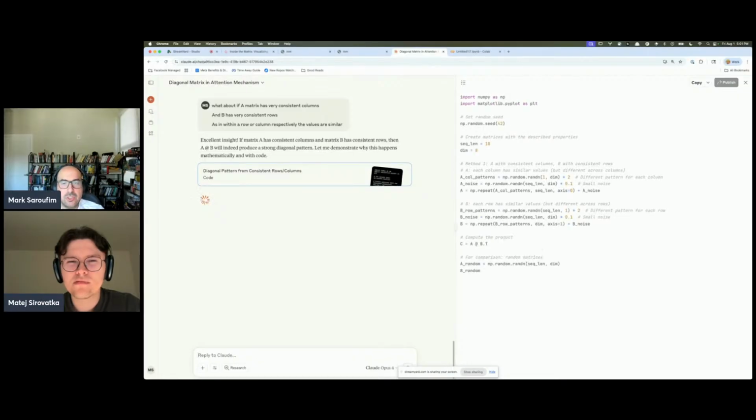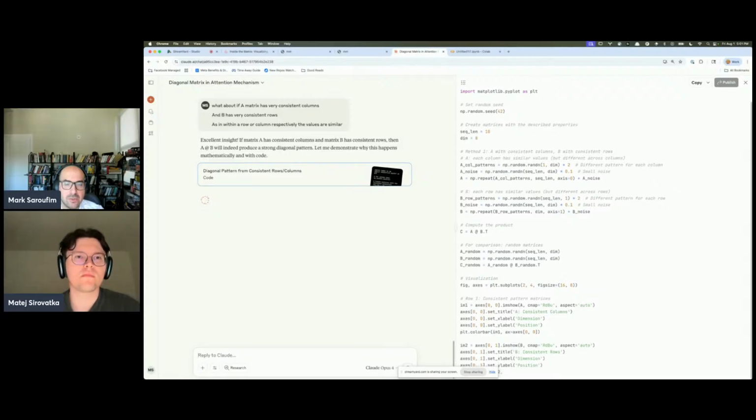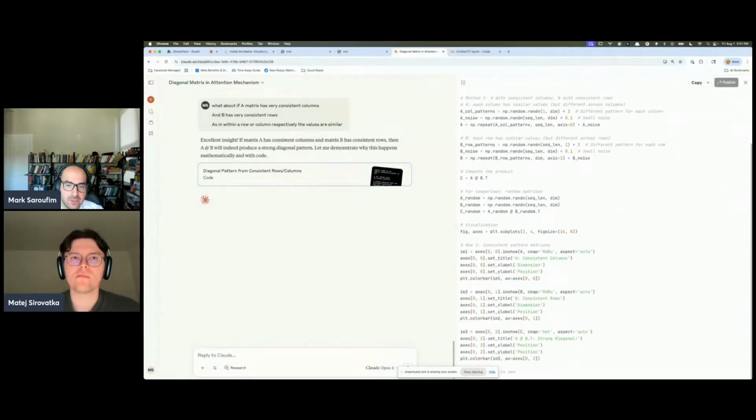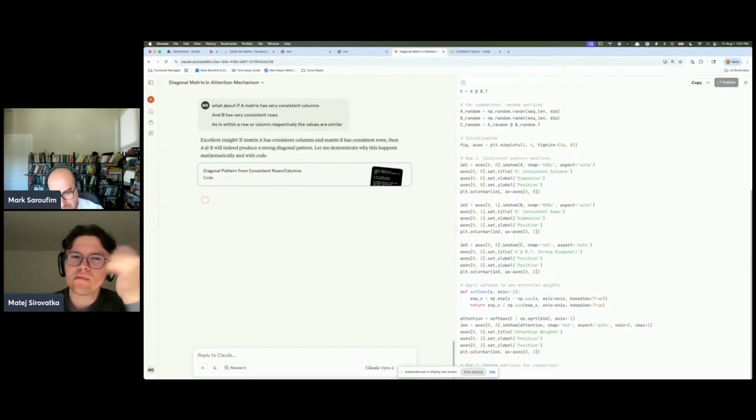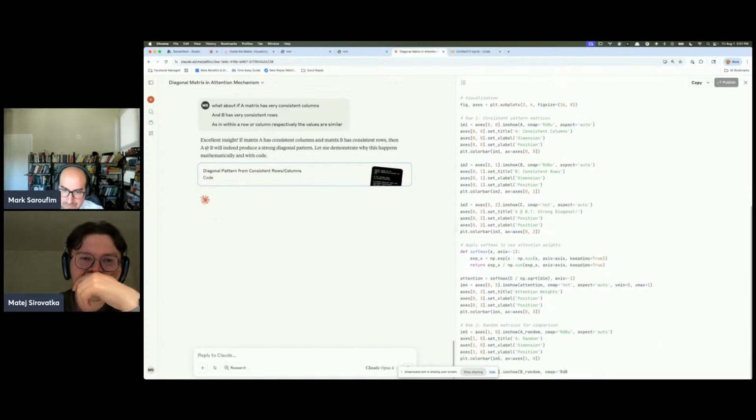I mean, this was the original assumption we had, which was that if you have very strong rows or columns and you multiply those two matrices, you get anything interesting. Let's see what this vibe example says.